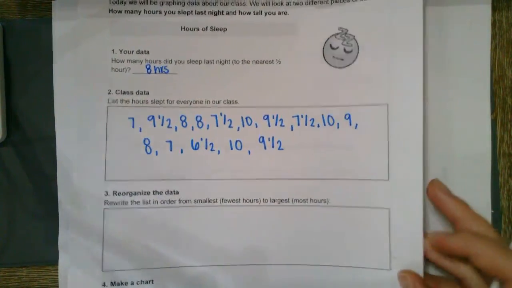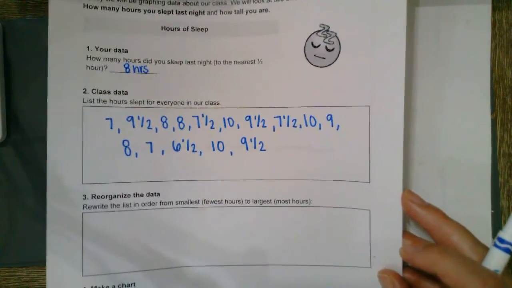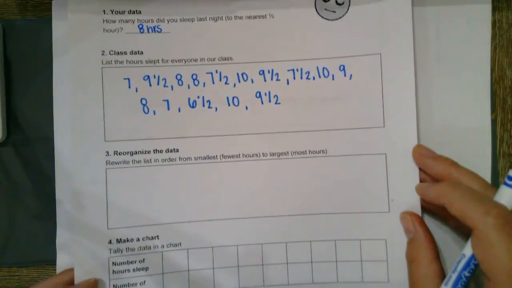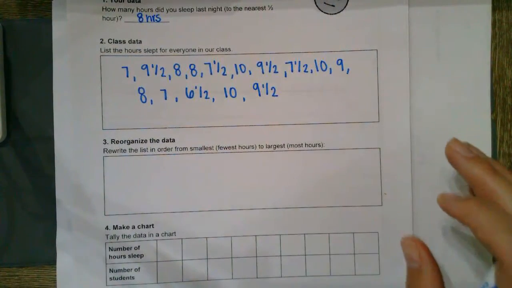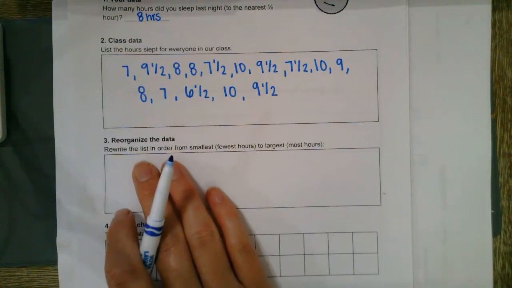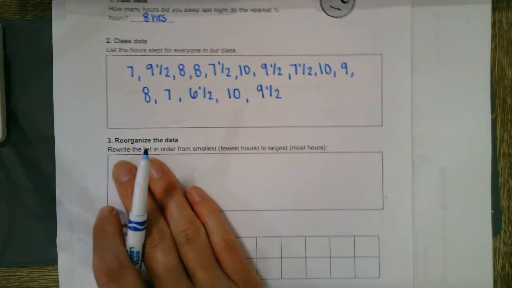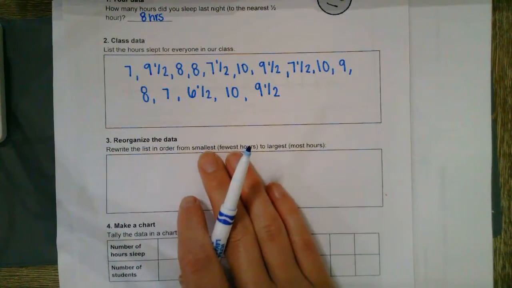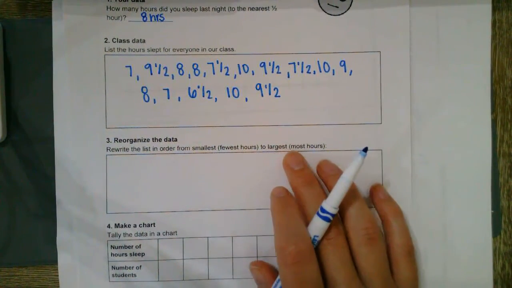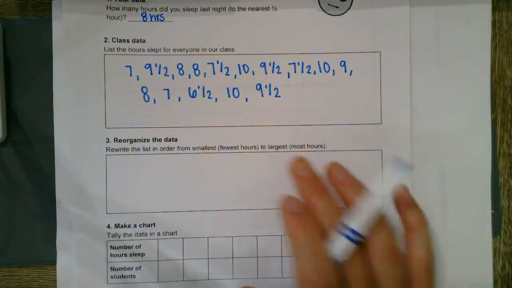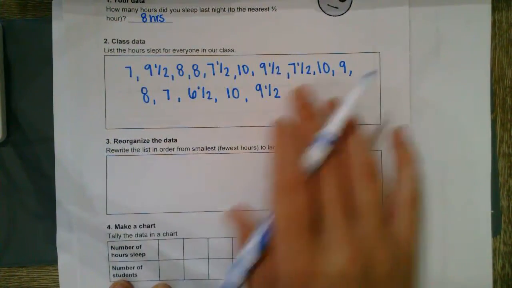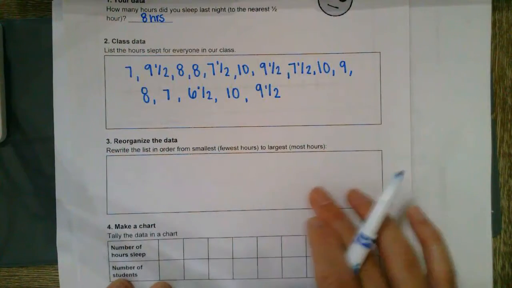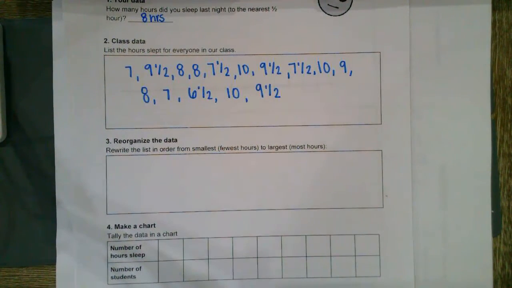So your next step is going to be to reorganize the data. When we reorganize the data, it just makes it a little bit easier for us to go through the next steps. In order to reorganize the data, we're going to rewrite it in the order from smallest, so the fewest amount of hours, to the largest, the most hours. So you're going to take this information and put it into order from smallest to largest. You could do it a couple different ways.